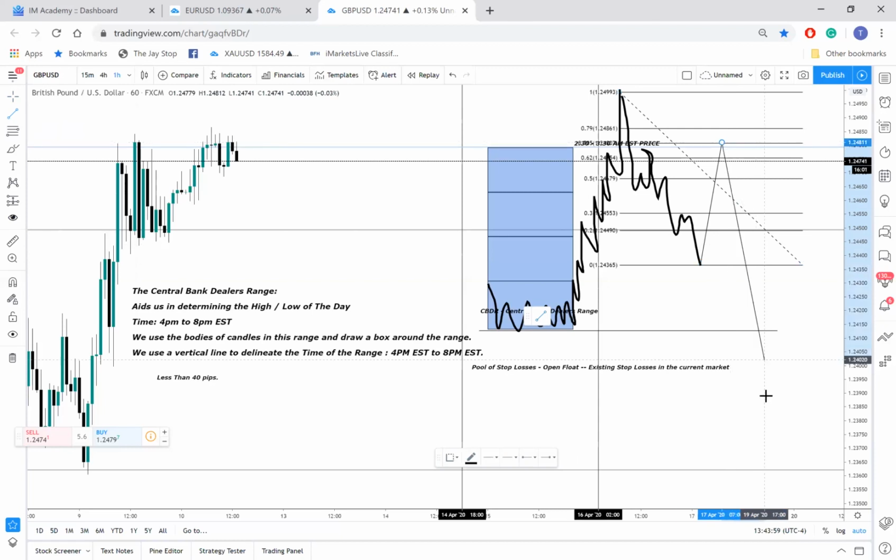And they drag it down below the equal lows, aka the drawn liquidity from the central bank dealers range. And that'll be the day. A lot of times you see this market profile happen in the market. And this would be for a bearish day.